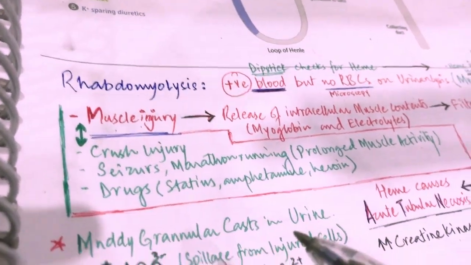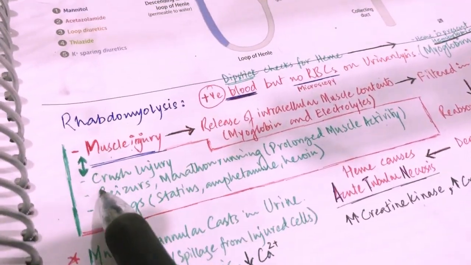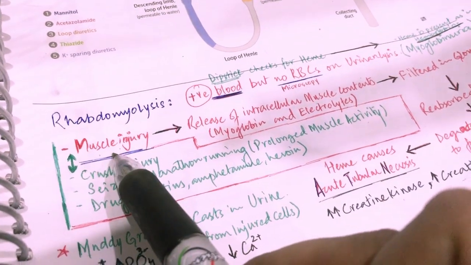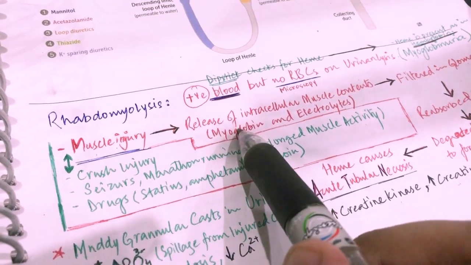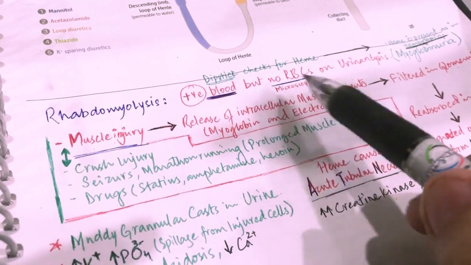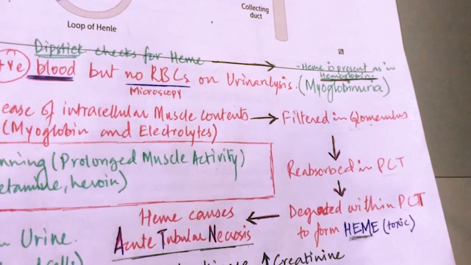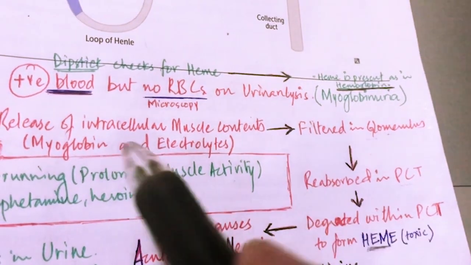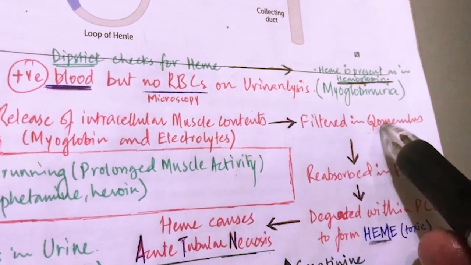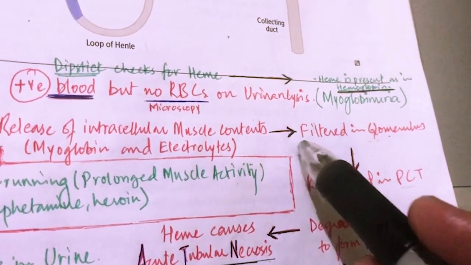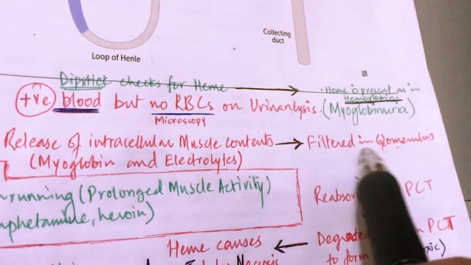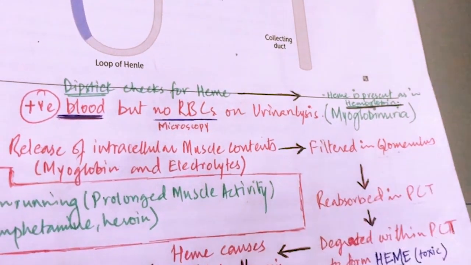So what's the pathophysiology of the disease? Whenever there is a crash injury or prolonged muscle activity or drug use like statins, the muscle is going to get injured. As we know, muscle contains myoglobin and electrolytes, so when the muscle is injured, all of this myoglobin and electrolytes will be spilled into the blood. The kidney, being the detoxifier of the body, filters all of the blood containing this myoglobin and electrolytes. Here I'd like to give you a concept: the glomerulus freely filters small proteins and polypeptides, and myoglobin is one of the small proteins which can pass through the glomerulus.